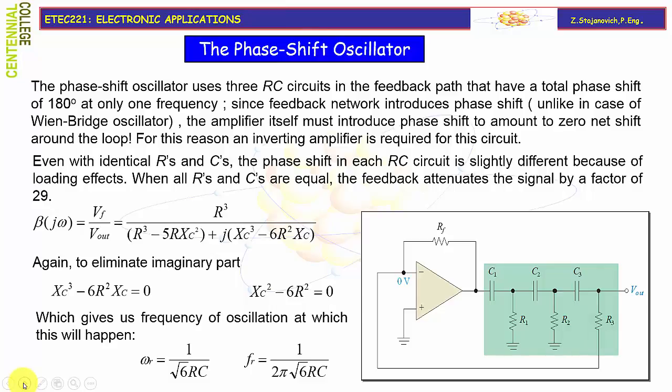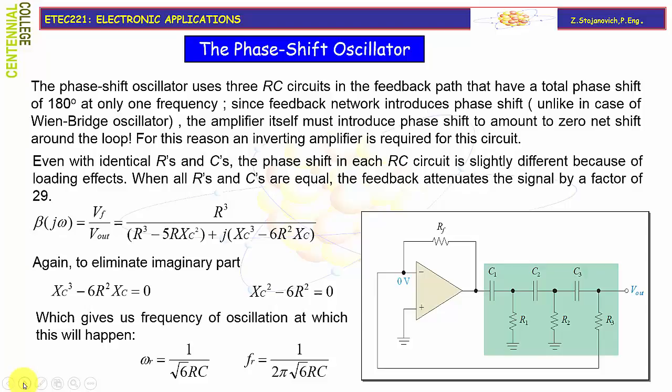The phase shift oscillator uses 3 RC circuits in the feedback path that have a total phase shift of 180 degrees at only one frequency. Since the feedback network introduces phase shift, unlike in the case of the Wien bridge oscillator, the amplifier itself must introduce phase shift to amount to 0 net shift around the loop. For this reason, an inverting amplifier is required for this circuit.